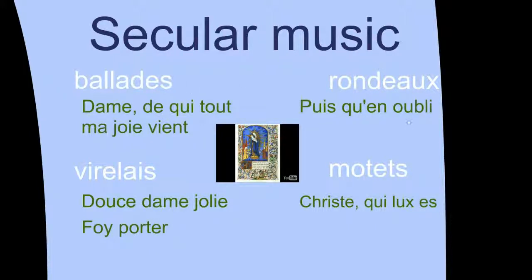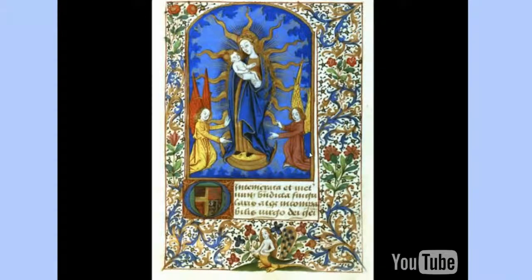But here are different kinds of popular music from the day. Ballade and rondo and motets and virelais. And these are just rhyme schemes, essentially. These are names of some of his better-known songs. And I'm going to play you a little bit of this one, Dame de qui toute ma joie vient, which means lady from which all my joy comes.